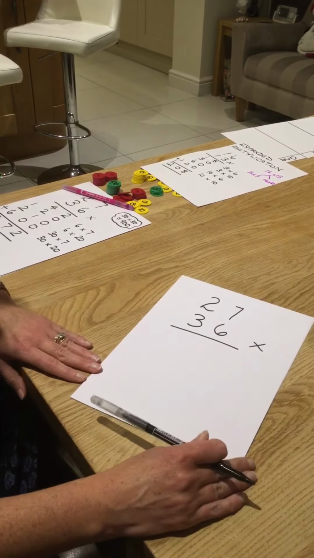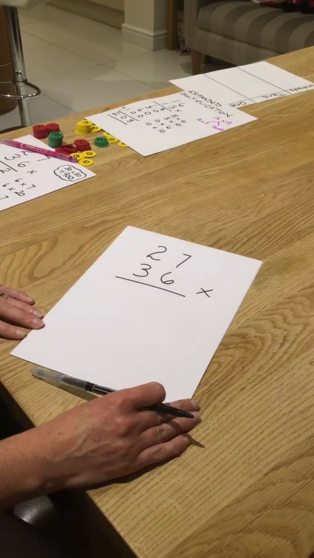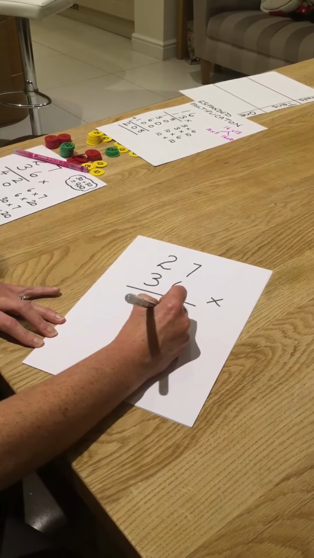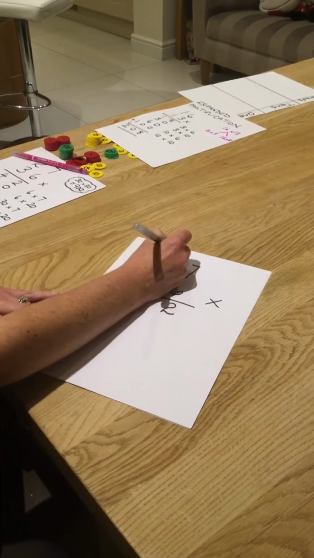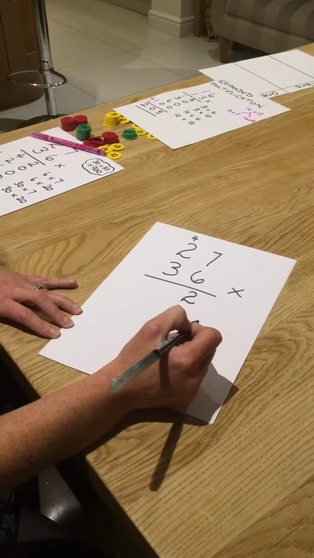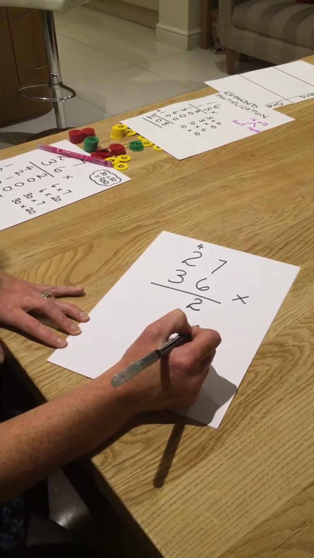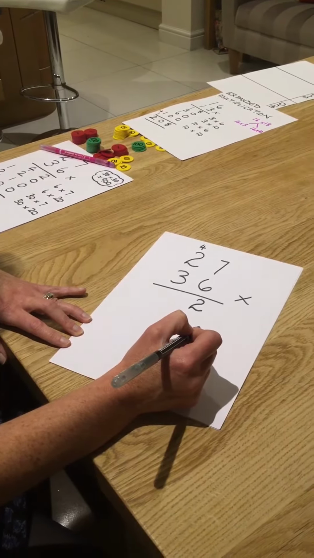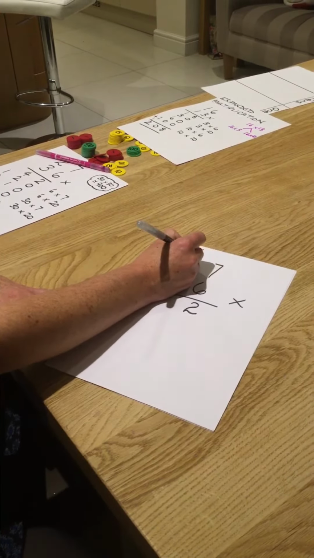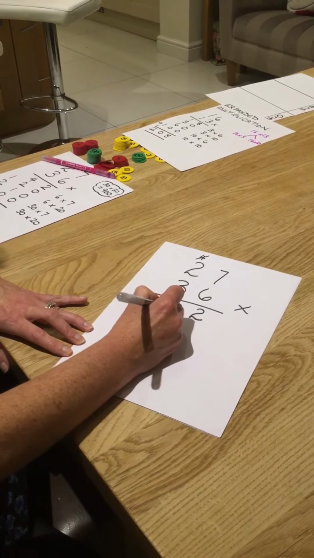We'll start off by doing 6 lots of 27. 6 lots of 7 is 42. That's 2 ones and 4 tens to remember. 6 lots of 20 is 120, but I also have the 4 tens, giving me 160.